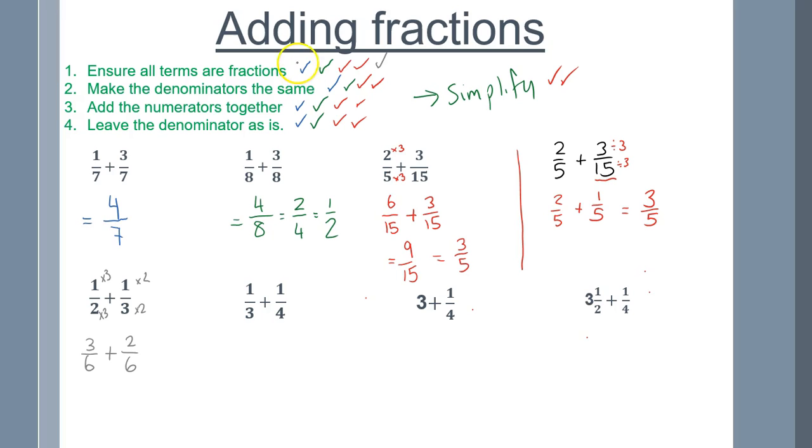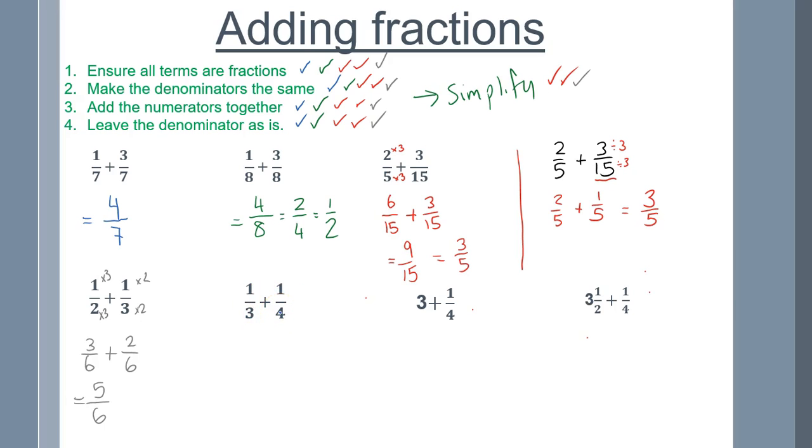Okay, so they're both fractions. The denominators are the same. We're going to add the numerators together. So 3 plus 2 is 5. Tick. Leave the denominator as it is, 6. Tick. Simplify. Can't. Tick. Okay, we'll go again.